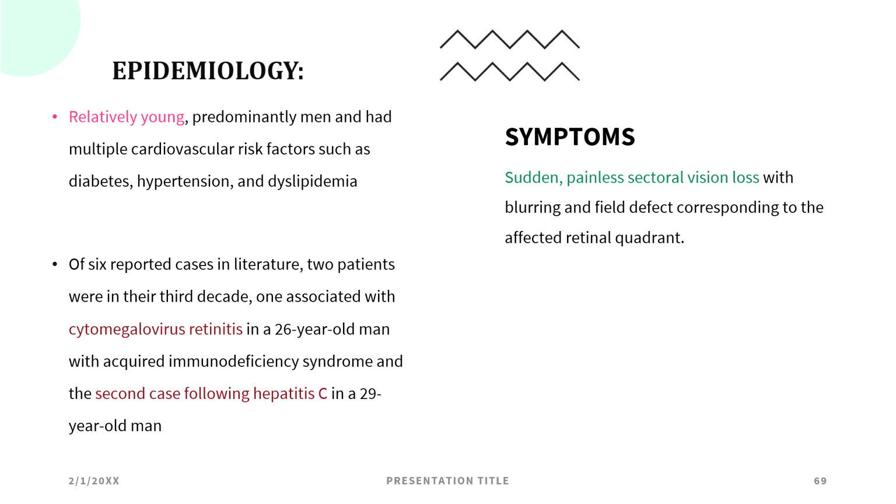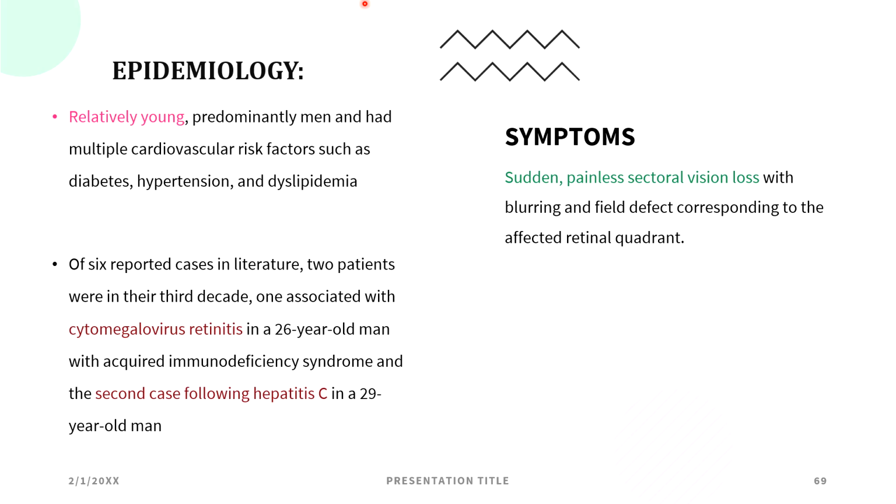Epidemiology. Relatively young, predominantly men, with multiple cardiovascular risk factors such as diabetes, hypertension, and dyslipidemia. Out of 6 cases noted in the literature, 2 patients were in their third decade, one associated with cytomegalovirus retinitis in a 26-year-old man with AIDS, and the second following hepatitis C in a 20-year-old man. Another case was in a 9-year-old with hyperhomocysteinemia and combined branch occlusion. The other 3 cases were in the 6th decade, one being a hypertensive man and 2 being women with uncontrolled hypertension and diabetes.